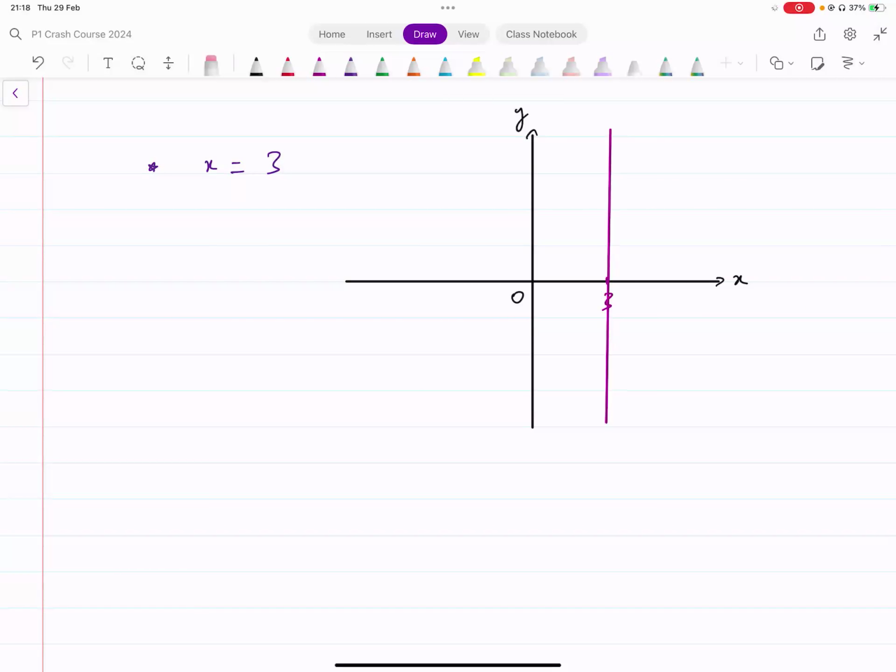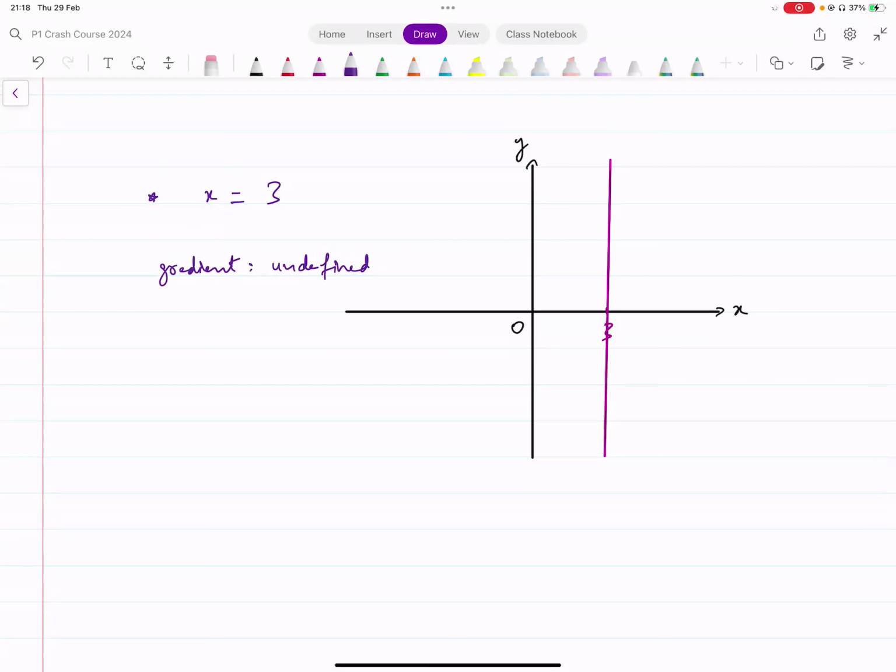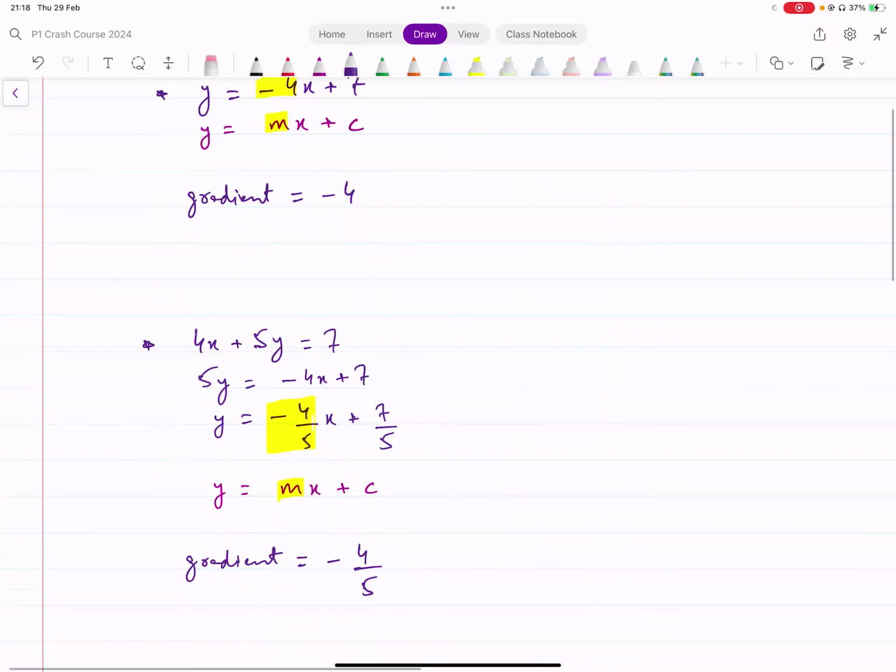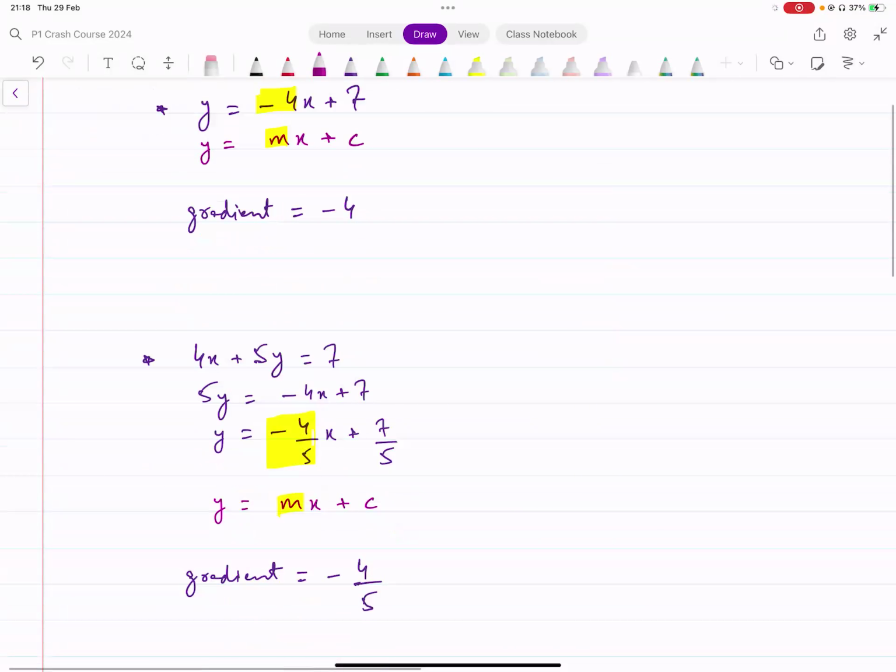What's the gradient of vertical lines? We discussed this yesterday, or when we had our last class. Gradients of vertical lines are undefined, because you end up getting a 0 in the denominator. So this is undefined. Okay, so that's how you find gradients of straight lines. You generally convert them to y equals mx plus c form, and then you can use that form to find the gradient by comparing where the coefficient of x is.